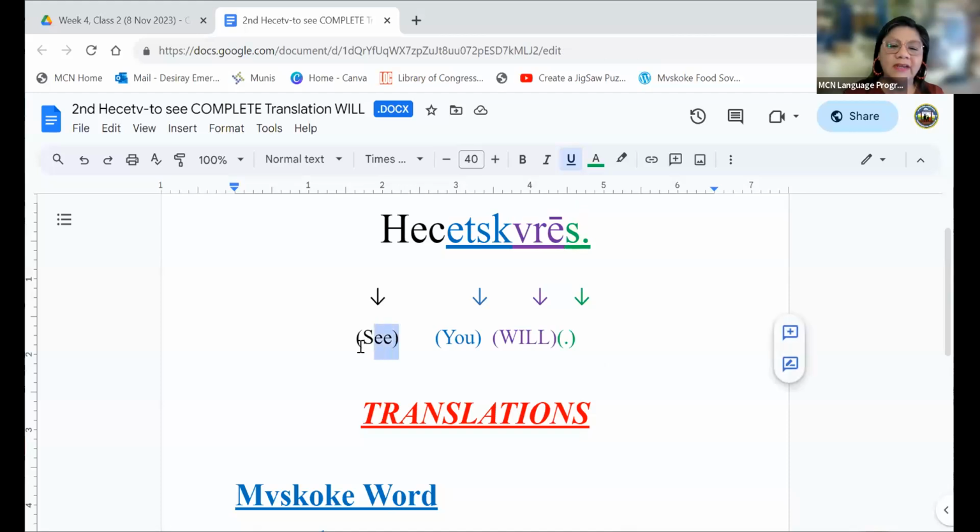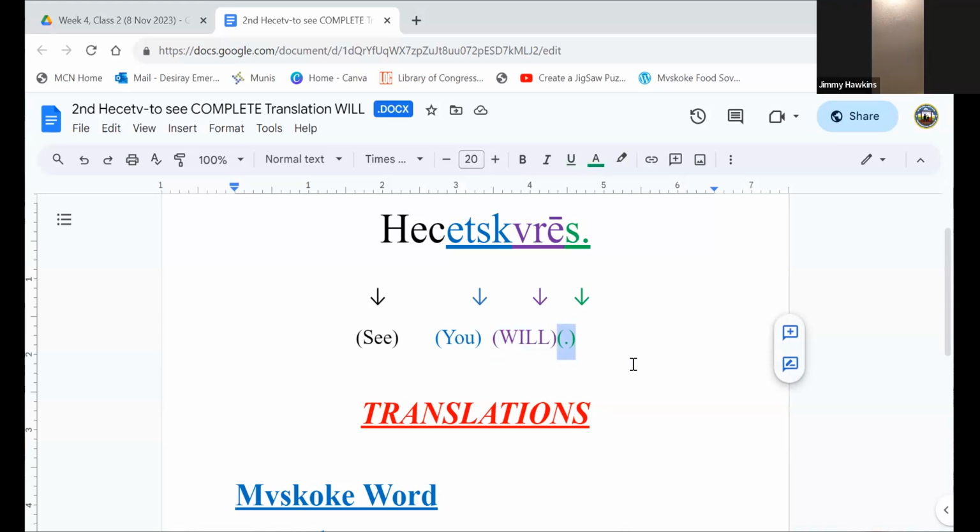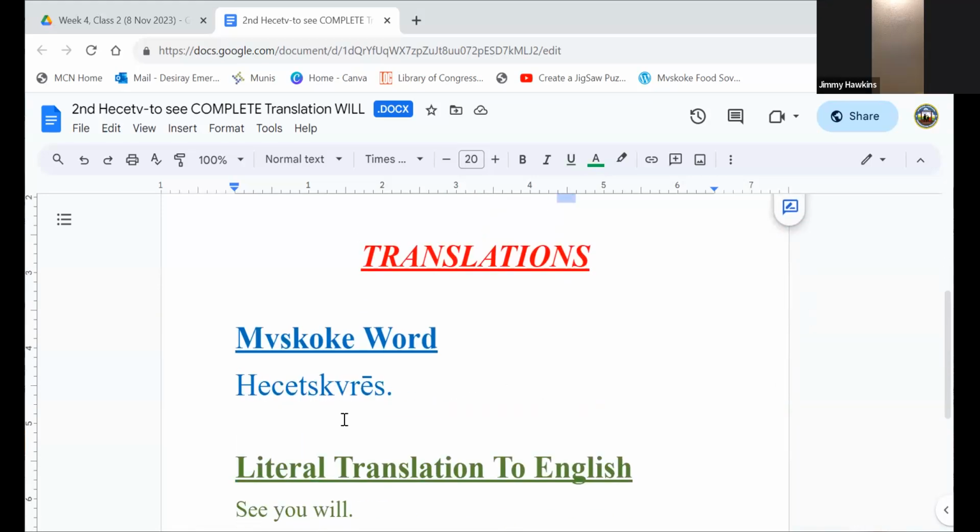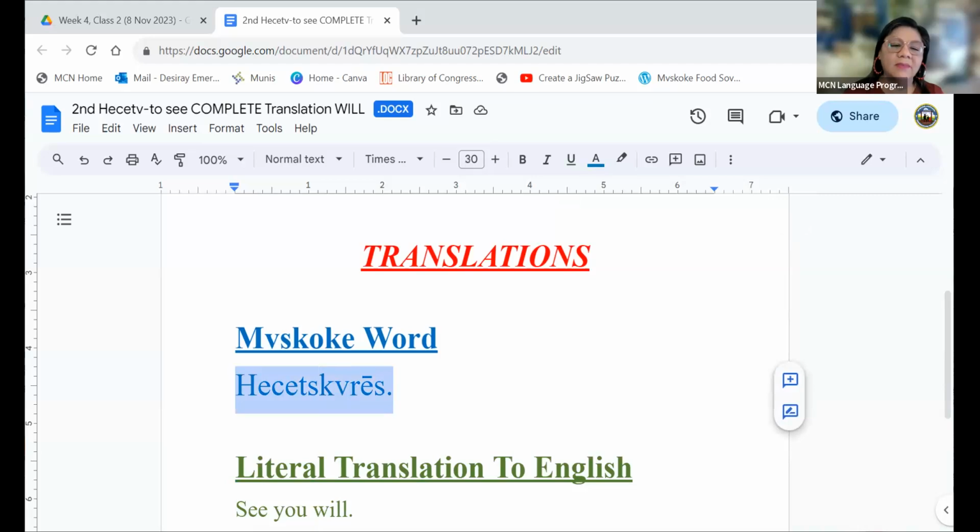So here it is. Here's the breakdown. From hijra, to see. No, that's not it. To see. All right, hijra, to see. It means you. Will is right here, represented by athi. And then s is for the period. So this is the word that finally conjugated from hijra: hijitskathis.